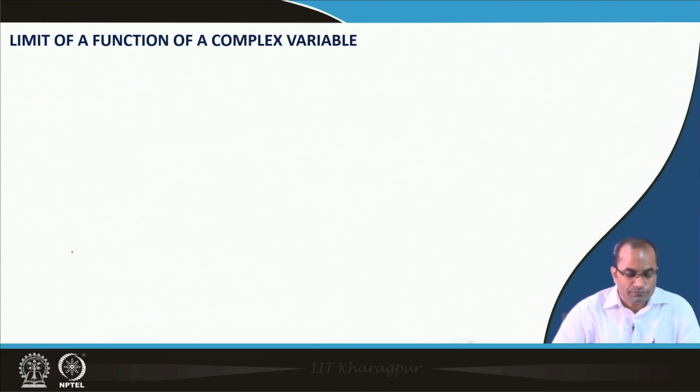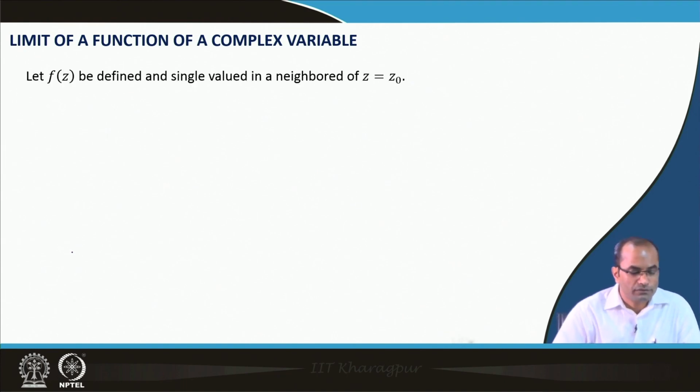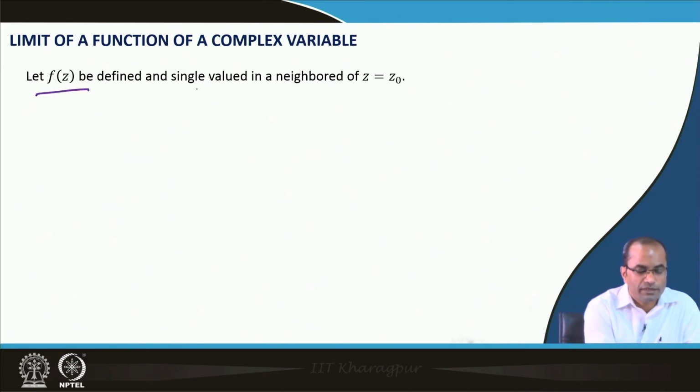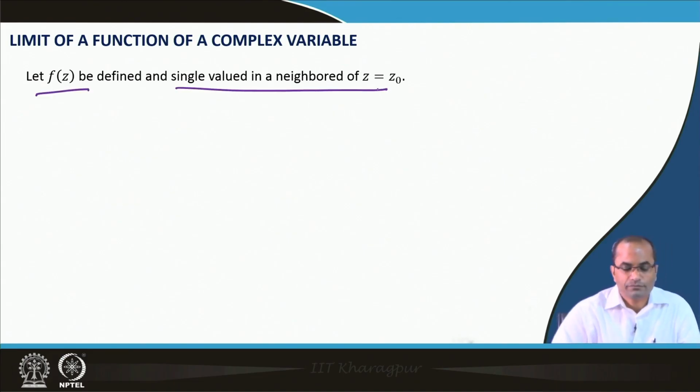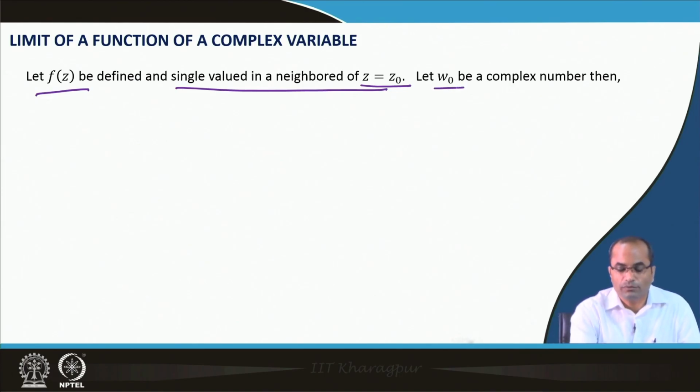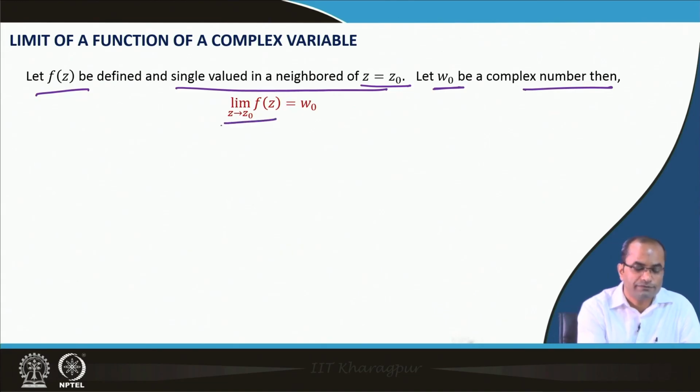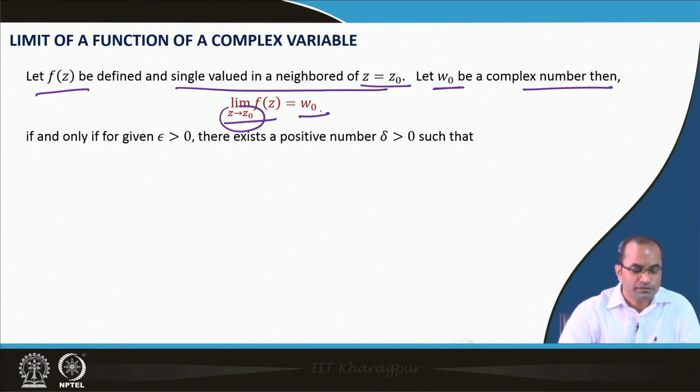Okay, coming to the limit of a function of a complex variable. So, f(z) is defined and is single valued in the neighborhood of z equal to z0. So, the function is defined in the neighborhood of the point z0, and we can talk about the limit now. Let w0 be a complex number such that the limit of f(z) as z approaches the point z0 gives the complex number w naught. What does that mean?